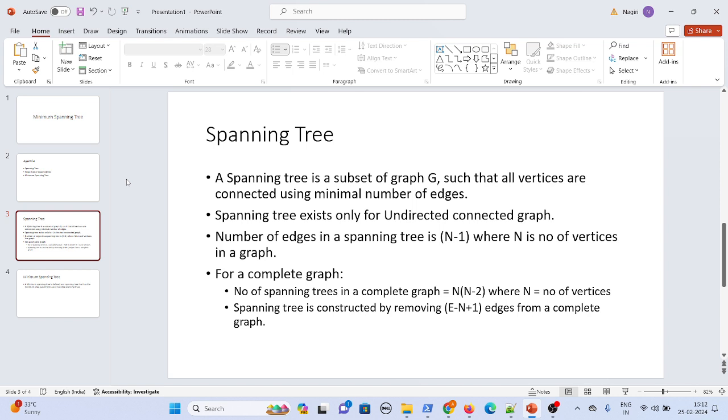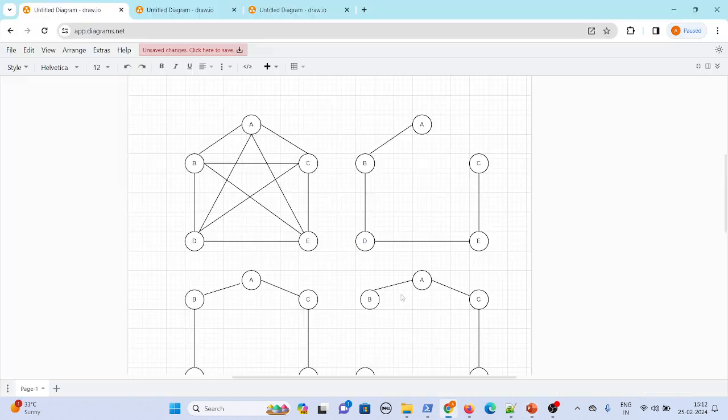If you see the definition of a spanning tree, it is a subset of a graph such that all vertices are connected using a minimal number of edges. Let us understand this definition with the help of an example. Let's take this graph. This is an undirected connected graph.